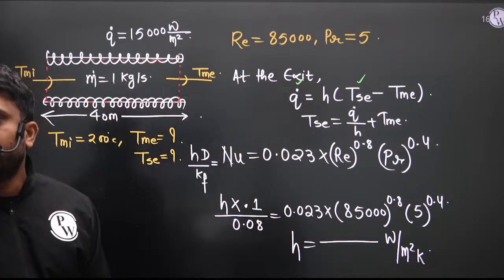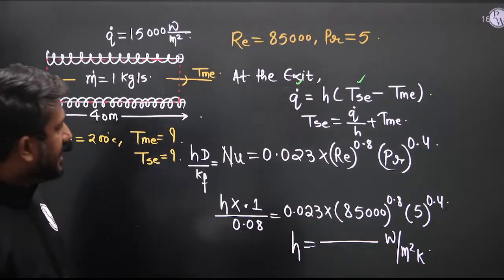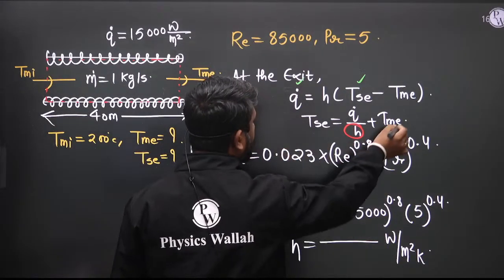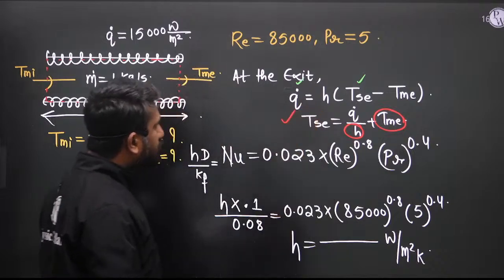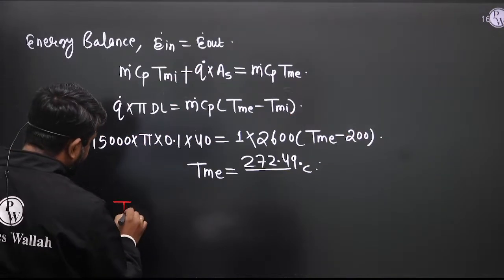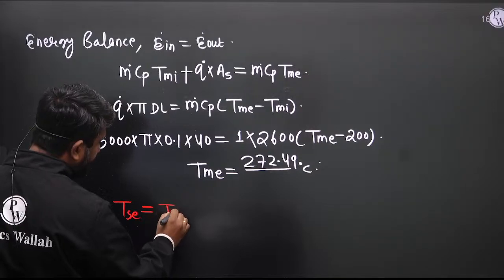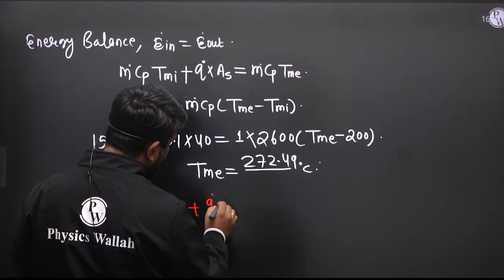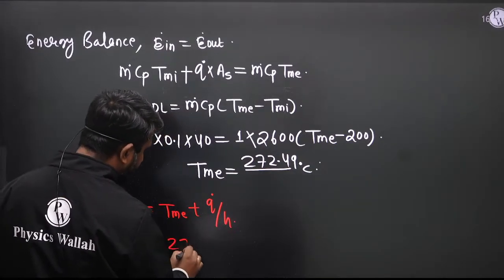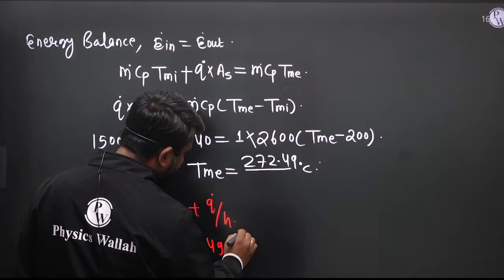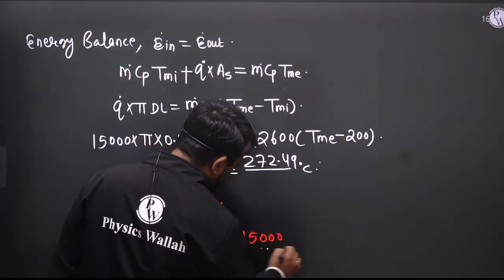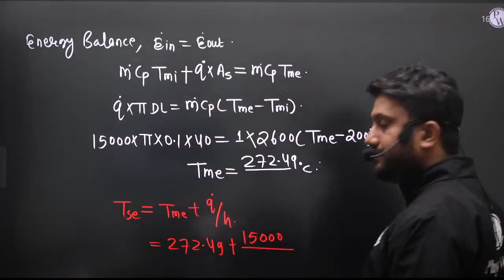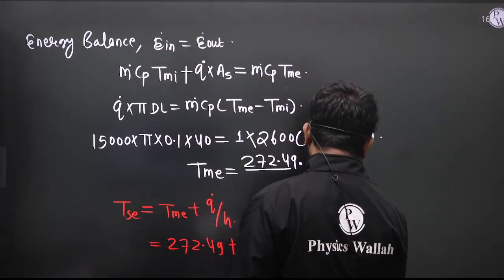Now, can anyone tell me what is the value of H? Once you know the H, once you know the Tme, you can calculate the Tse, because q dot is known. So Tse is equal to Tme plus q dot by H. That is 272.49 plus 15,000 divided by that value of H. Put the value of H here and you can calculate Tse.